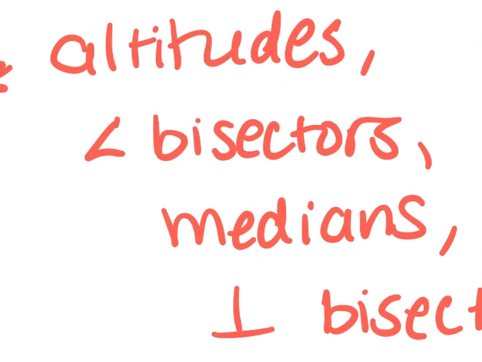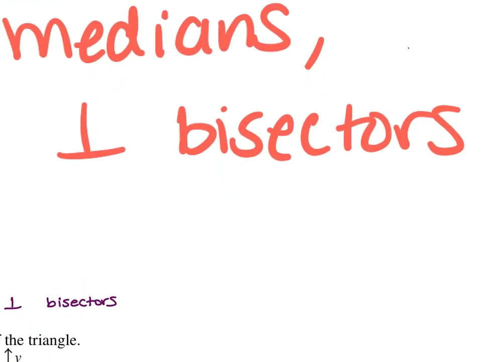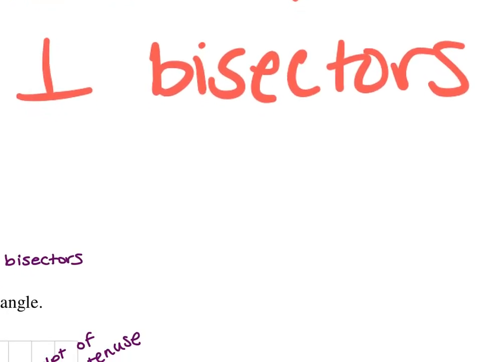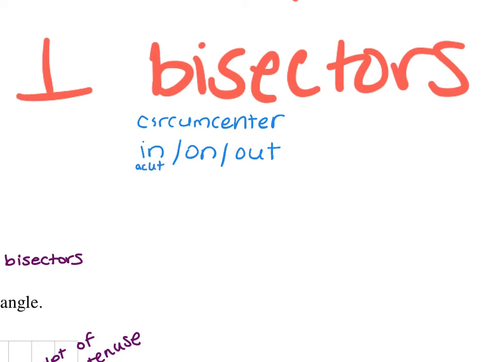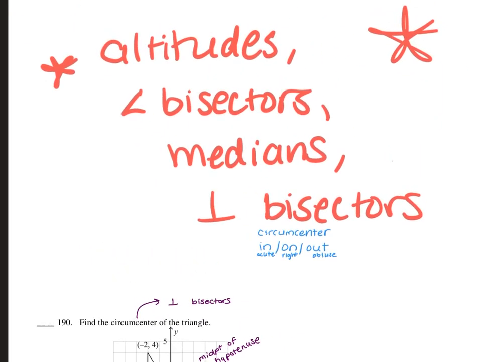So altitudes meet, well, we started with perpendicular bisectors, so let's go in the order we started with. Perpendicular bisectors meet at the point called the circumcenter. And these meet in, on, and out. In if it's acute, on if it's right, out if it's obtuse. Then we went to angle bisectors, and these are called the incenter. And they meet always inside.